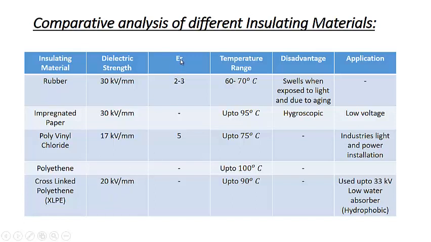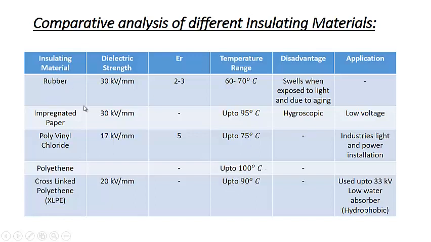So εr, that is the relative permittivity of rubber, is 2 to 3. Polyvinyl chloride is 5. Temperature is another important parameter. For this, it is 60 to 70 degrees centigrade. It works well. This is up to 95 degrees centigrade. This is up to 75 degrees centigrade. This is up to 100 degrees centigrade, and this is up to 90 degrees centigrade.